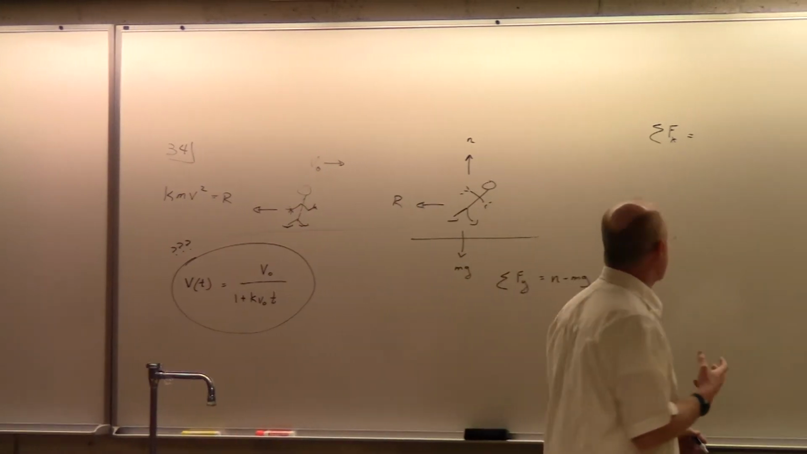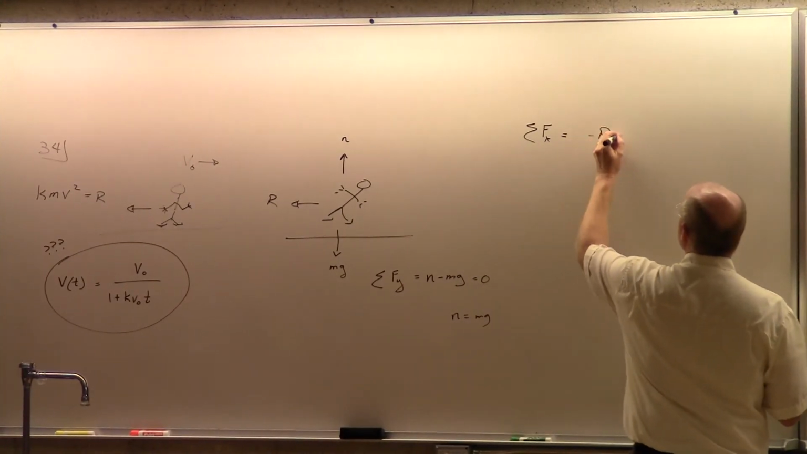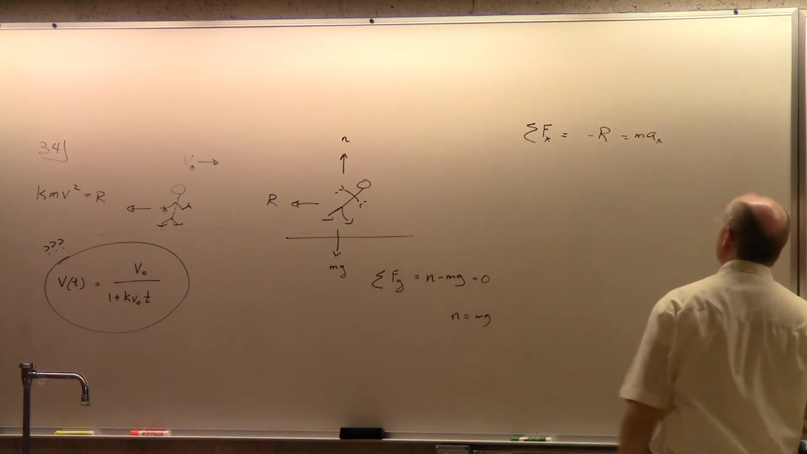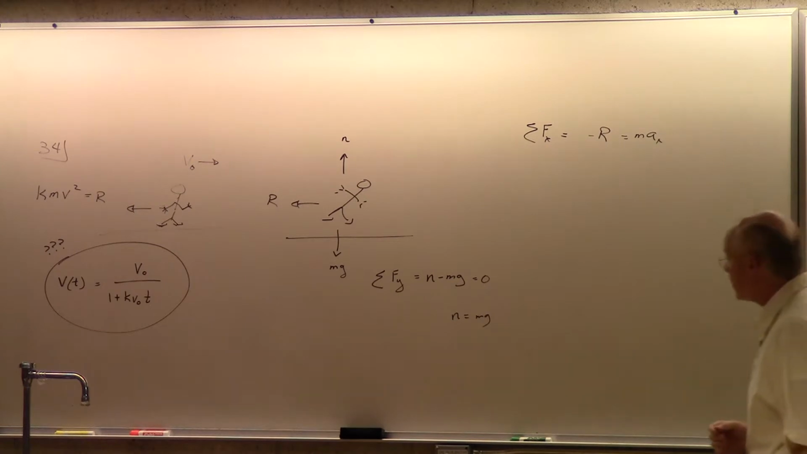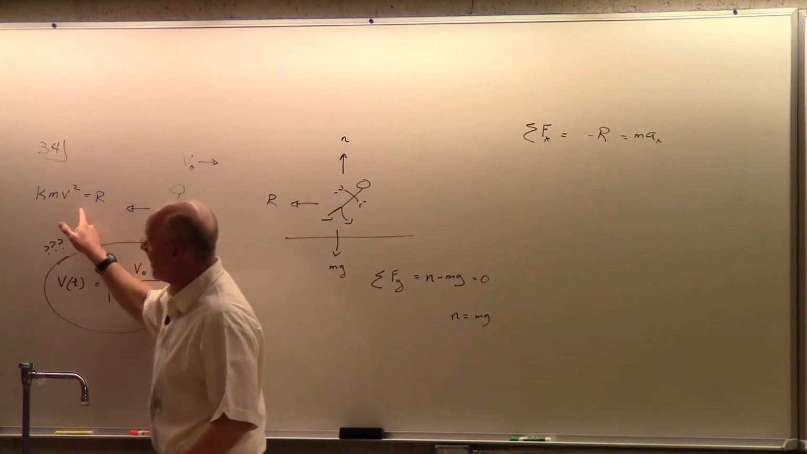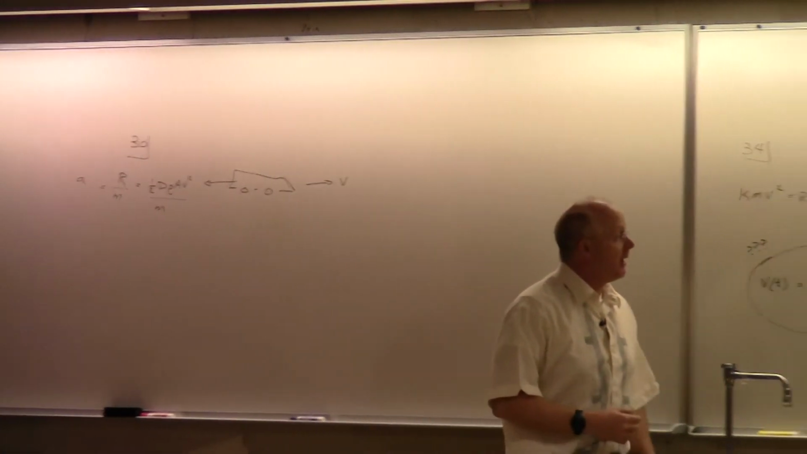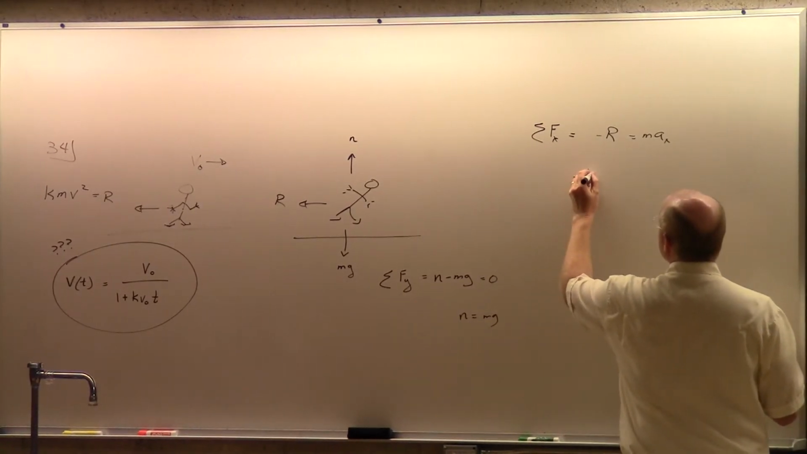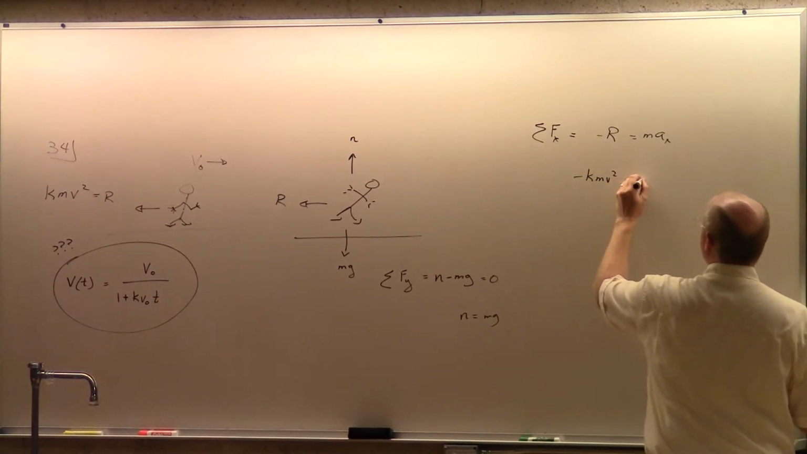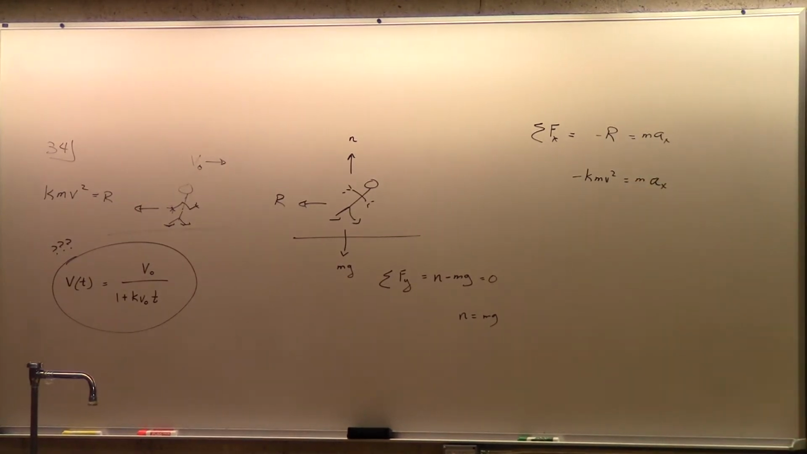Writing out the x direction is, because this sum of the forces in the x direction is minus r, right? It's the resistive force. It's in the negative direction. And according to our setup of our problem, it's proportional to the velocity squared. So this should be then a minus kmv squared. And so solve that for velocity. How do you solve it?